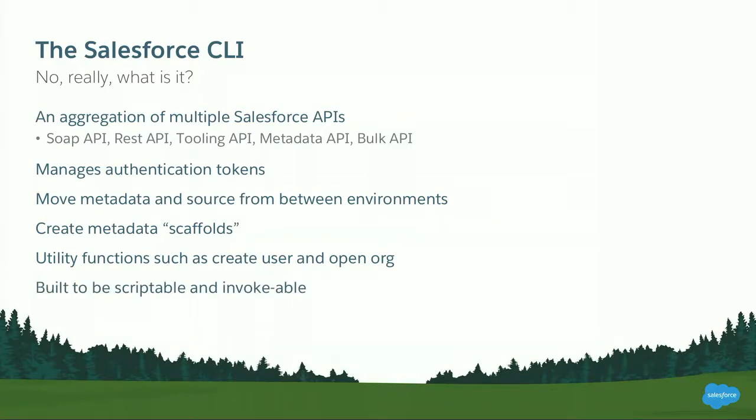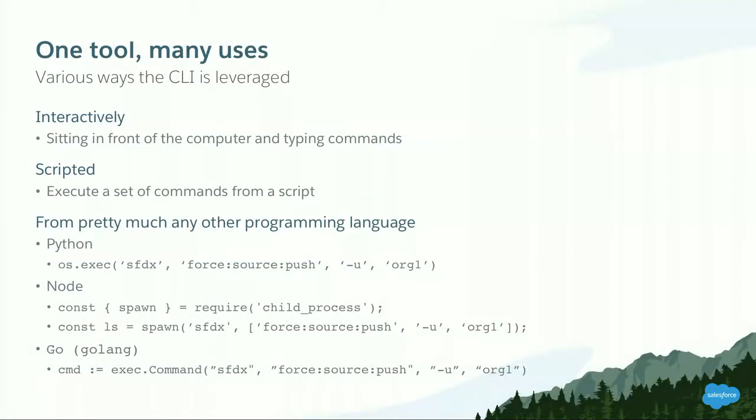But the most important part about the CLI is it's built to be scriptable and invocable, right? If it was not scriptable, then it would be very tedious to run through all the steps to do your CI and your automation from the terminal all the time. Invocable means that you can invoke it from different languages.